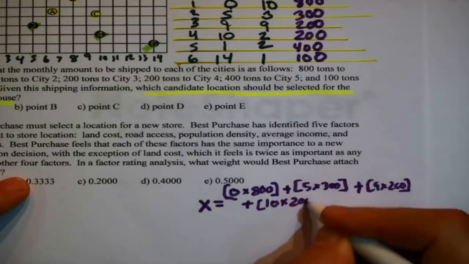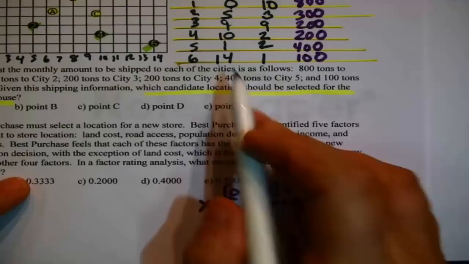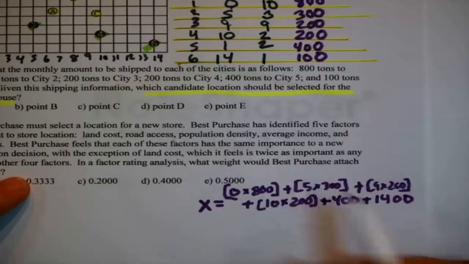Plus, I'm just going to write 400, 1 times 400. Plus 14 times 100, or 1400. Right? 14 times 100.